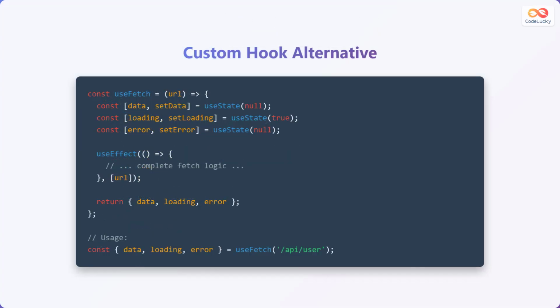For a cleaner and more reusable approach, you can create a custom hook. Create a function called useFetch that takes a URL as an argument. Inside the hook, create state variables for data, loading, and error. Implement the complete fetch logic inside a useEffect similar to the previous example. Return the data, loading, and error states from the hook. To use the hook, call useFetch with the API endpoint URL. This encapsulates the API call logic into a reusable hook, making your components cleaner and easier to manage.